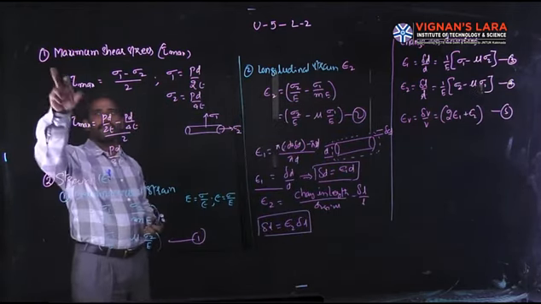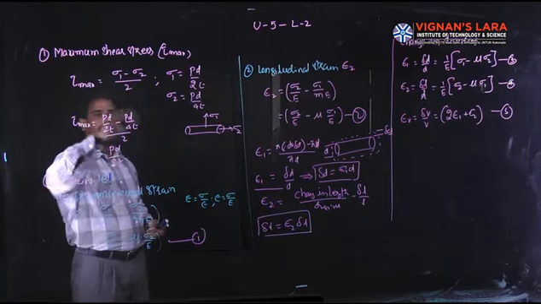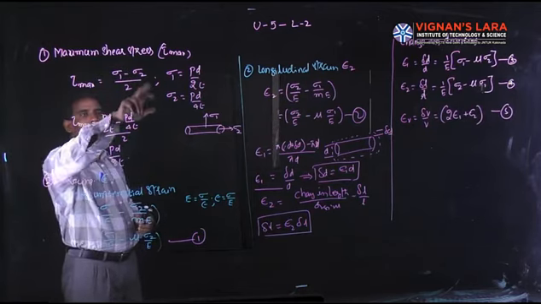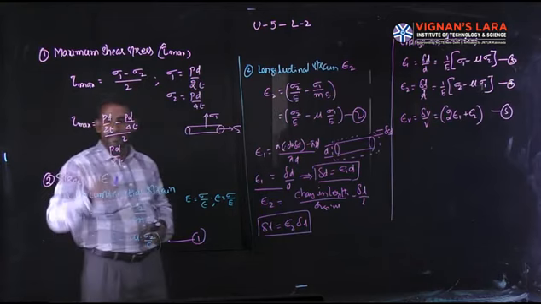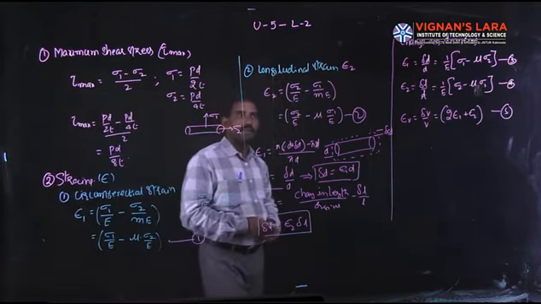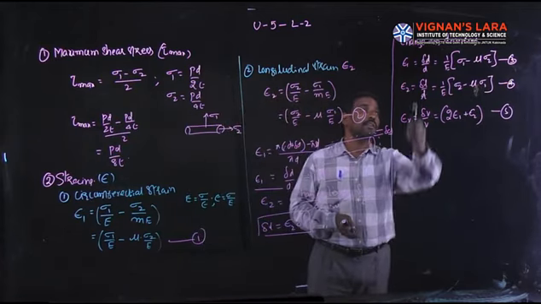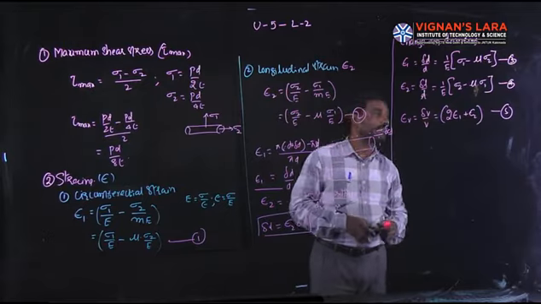Now, just to recollect once again: what is the maximum shear stress? The maximum shear stress, tau maximum, is equal to (sigma 1 minus sigma 2) by 2, and then the strains are given mathematically by equations 1 and 2. Finally, we find the change in dimensions given by equations 3, 4 and 5.